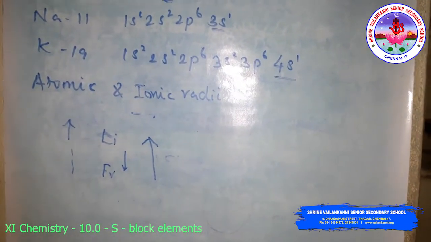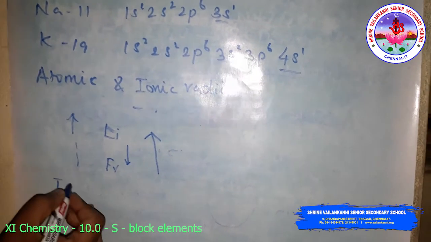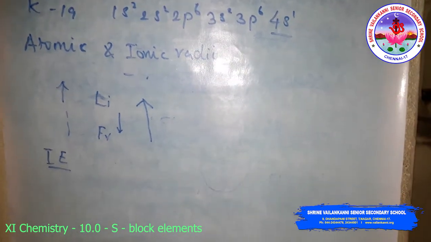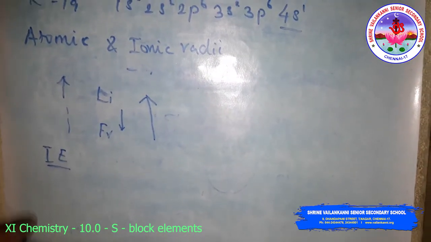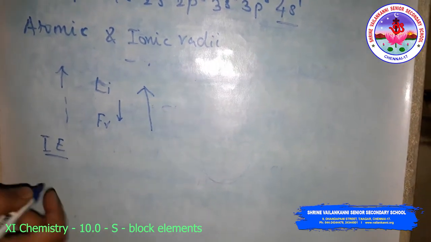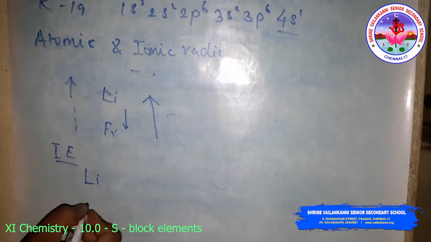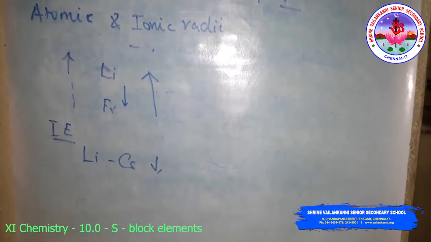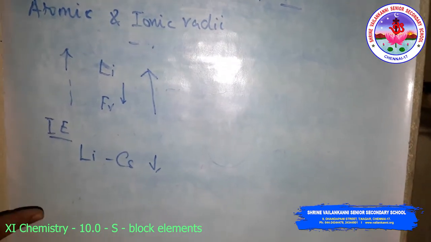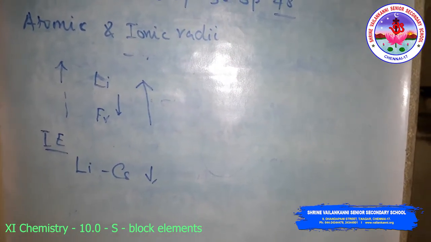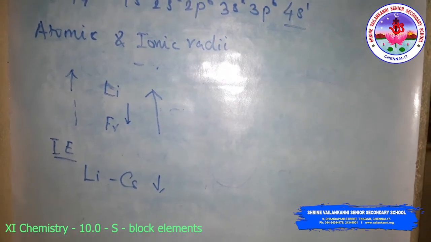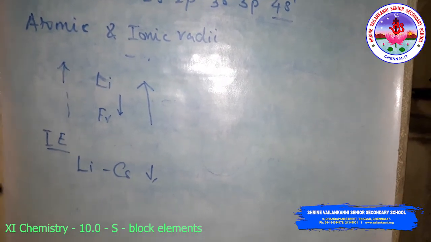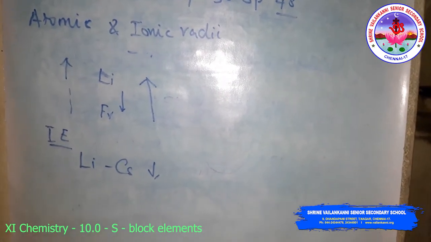Then ionization enthalpy, simply IE. The ionization enthalpy of alkali metals is considerably low and decreases down the group from lithium to cesium. It decreases because the increasing size outweighs the increasing nuclear charge, and the outermost electron is well screened from the nuclear charge. That is why it decreases down the group from lithium to cesium.